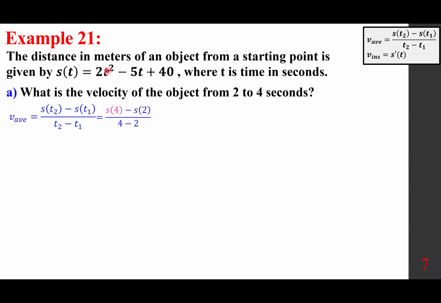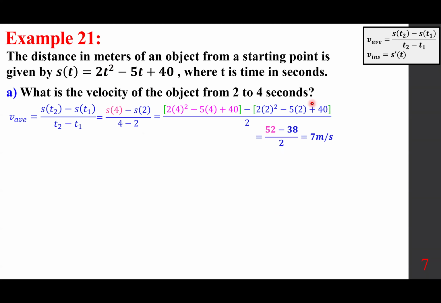We're going to put 4. 2 times 4 squared minus 5 times 4 plus 40. And then we plug in 2. 2 times 2 squared minus 5 times 2 plus 40. That would be the numerator. This simplifies to 52 and this one to 38. So 52 minus 38. And it becomes 7 meters per second, units of the numerator over the units of the denominator.